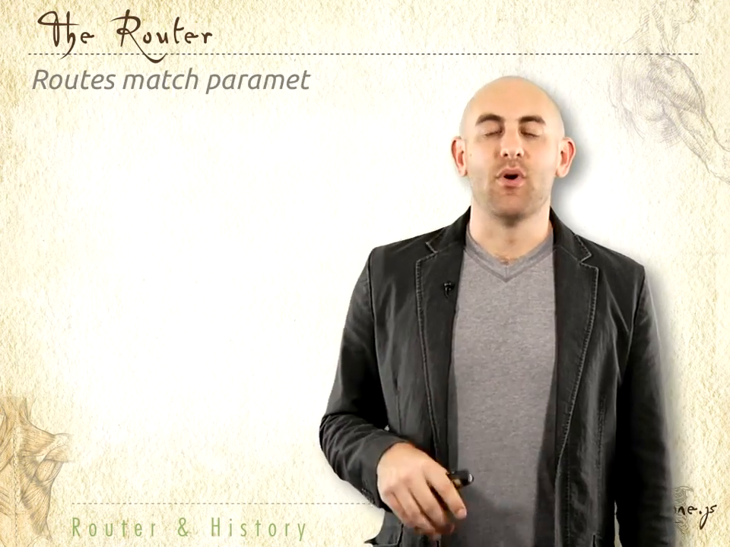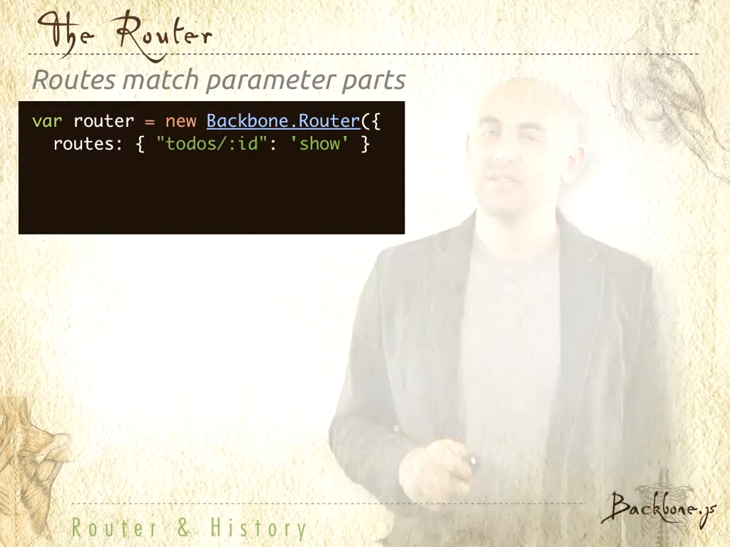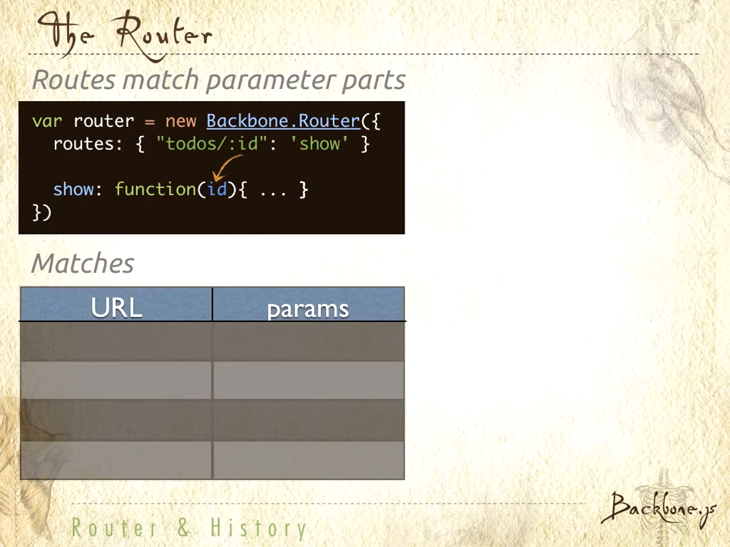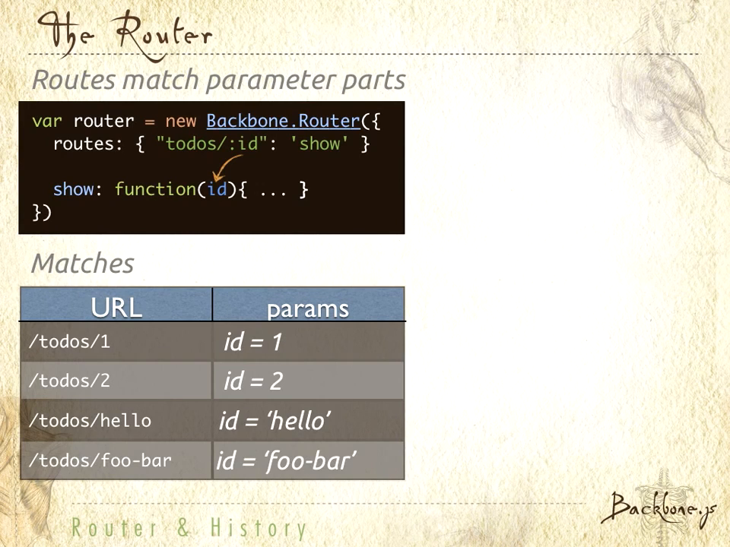Let's dive a little bit more into that routes object. As you can see here, we're defining a new route, and that's going to match todos/:id and call the show action. But this id is actually a parameter. It can be anything. For example, it can be todos/1, todos/2, todos/hello, and that parameter that is matched will actually get passed to the show action.